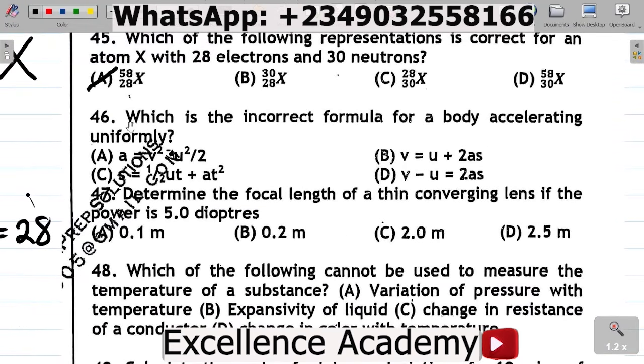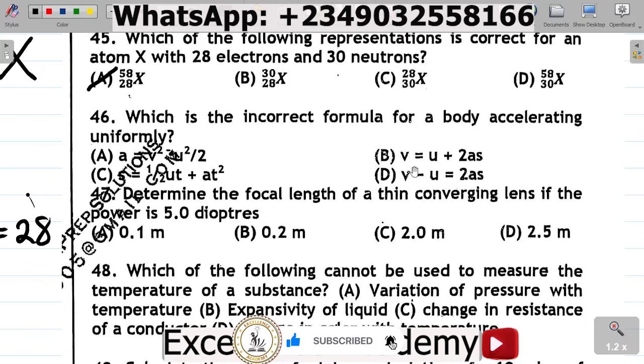Next up, 46. Which of the following is the incorrect formula for a body accelerating uniformly? Which of them is the incorrect formula? A, V squared minus U squared over 2. That's not correct. B, V equal to U plus AS. That's not correct. C, S equal to half UT plus AT squared. No, that should have been S equal to UT plus half AT squared. So that's incorrect. D, V minus U equal to 2AS.